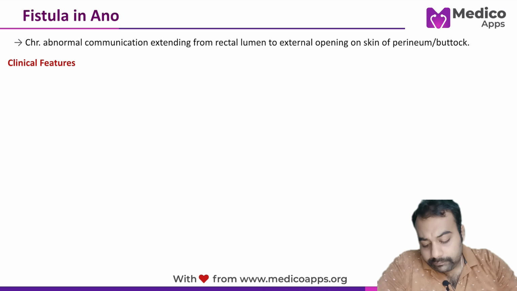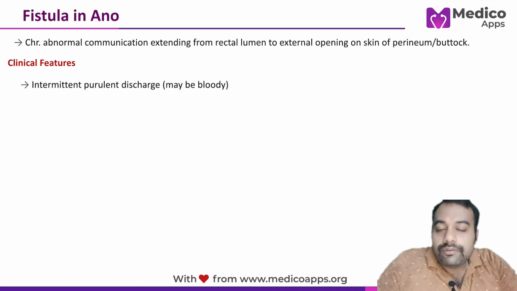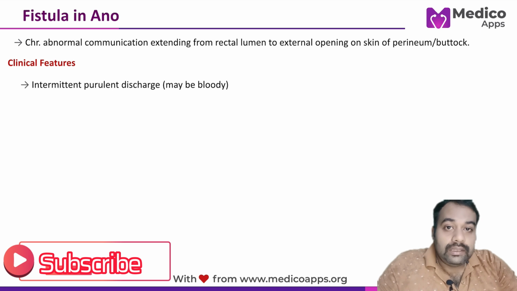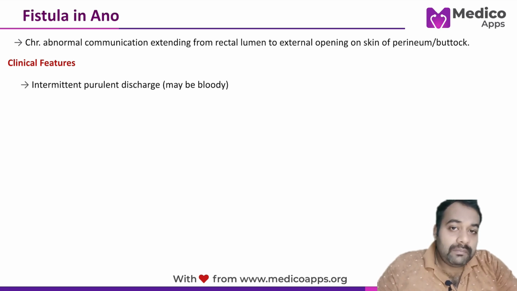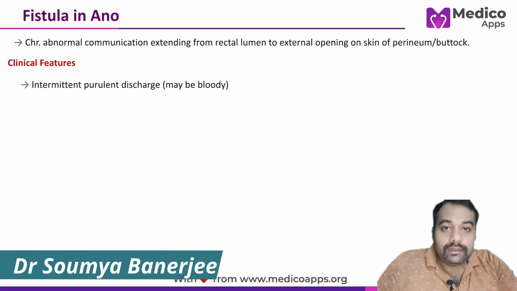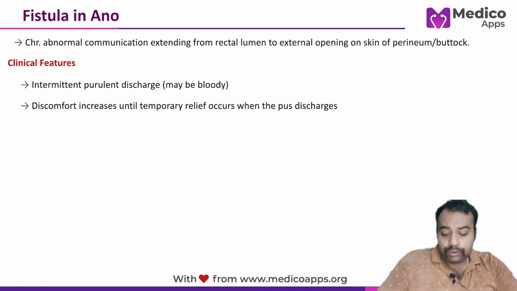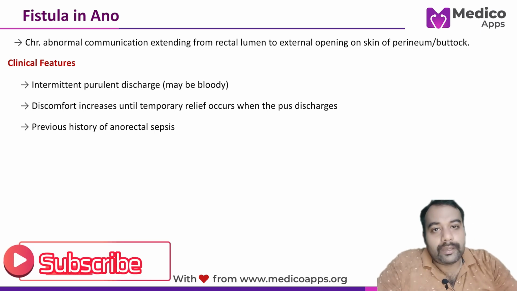It is often seen in the OPDs. The patient comes and says that there was a sudden onset discomfort or pain in the perianal region, and following that there was a release of pus. Sometimes this pus discharge may be associated with blood as well, and following the release of the pus there is temporary relief, which is the typical statement given by the patient. So this is another important clinical feature, apart from the previous history of anorectal sepsis.